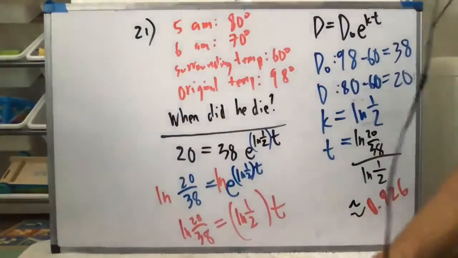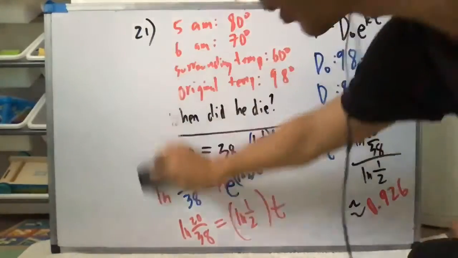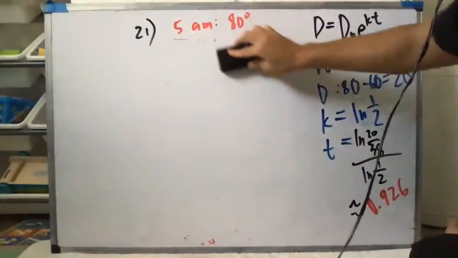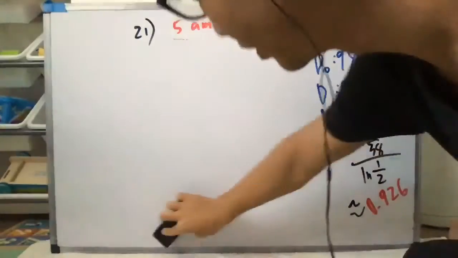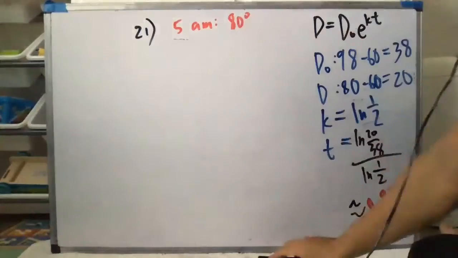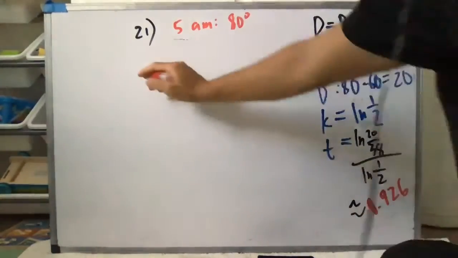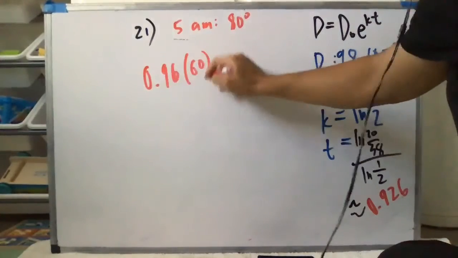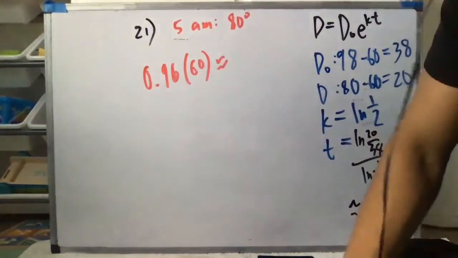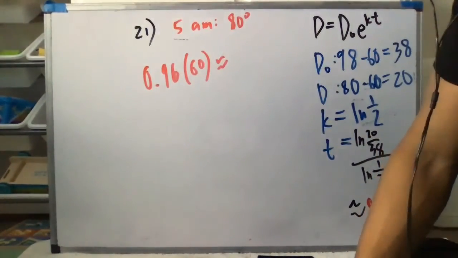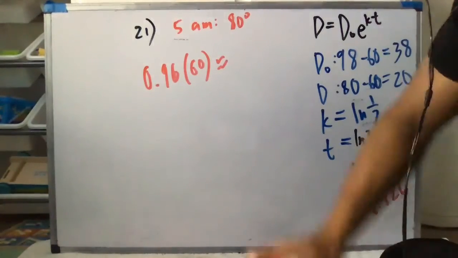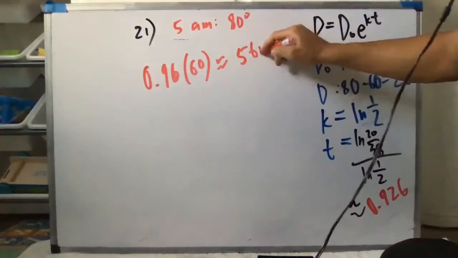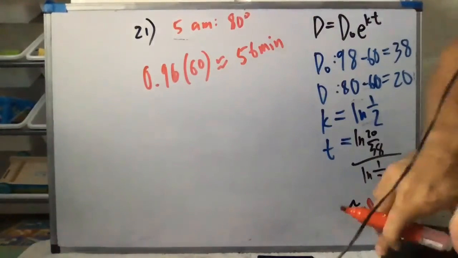Okay, let's do that. Let's erase it because it's getting messy. Sorry. Let's keep that first fact in mind that 5 a.m. is the 80-degree mark. 0.926 of an hour has transpired, so 0.926 times 60 minutes to know how many minutes have passed. If I multiply that, I get about 55.55, so 56 minutes to the nearest minute. So about 56 minutes have passed.